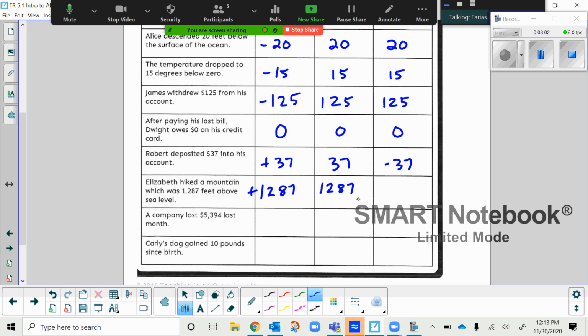And so on this one where Elizabeth hiked 1,287 feet above sea level, the opposite integer is negative 1,287. You're not going that far below sea level as a human being. You would be crushed. Unless you're in a craft submersible that can go that far, but otherwise you're not going to be scuba diving to that depth.